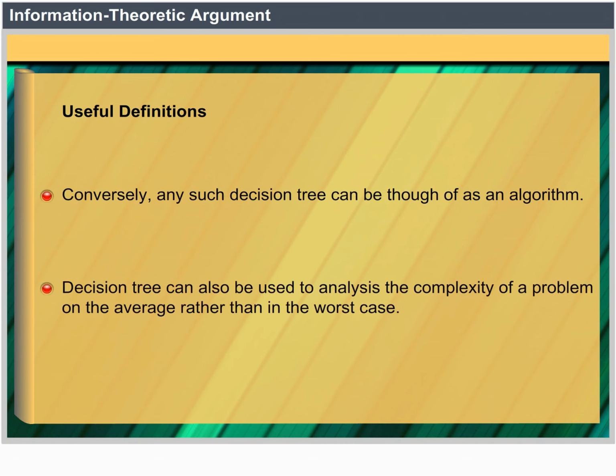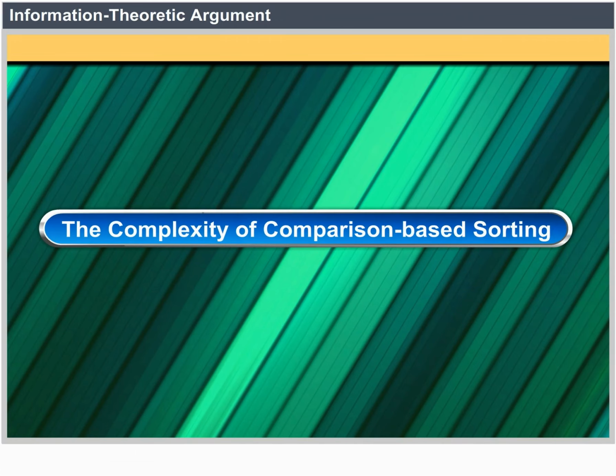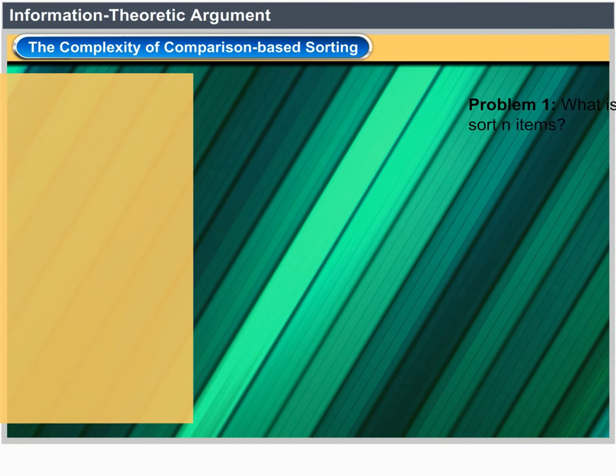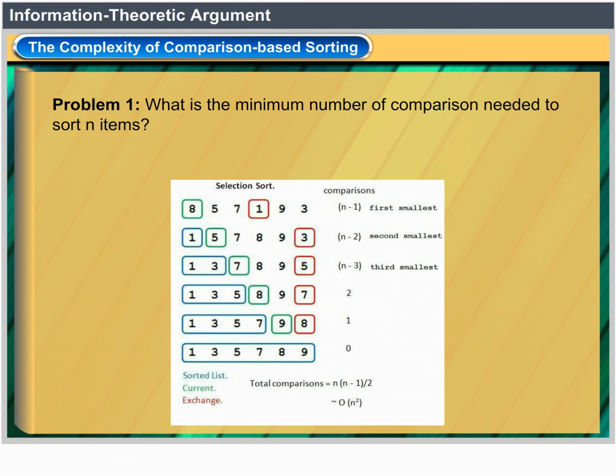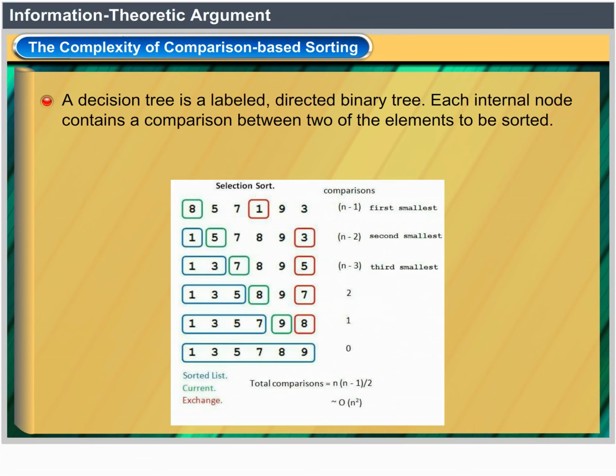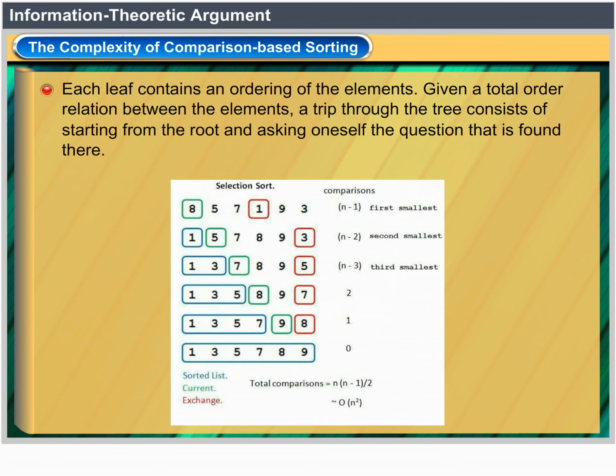A decision tree can also be used to analyze the complexity of a problem on the average rather than in the worst case. The complexity of comparison-based sorting. Problem 1: what is the minimum number of comparisons needed to sort n items? A decision tree is a labeled directed binary tree. Each internal node contains a comparison between two of the elements to be sorted. Each leaf contains an ordering of the elements.